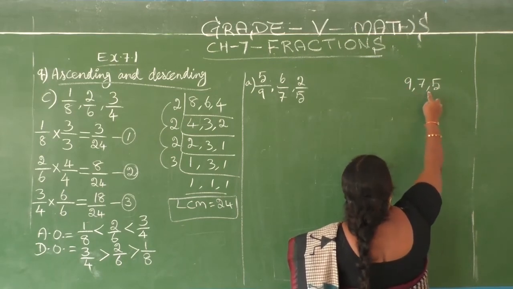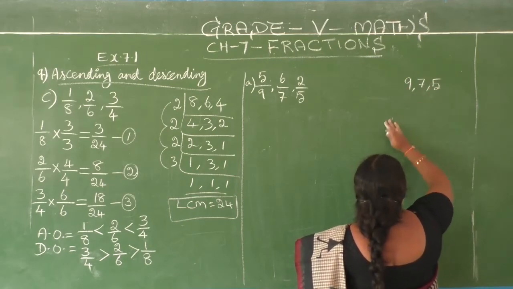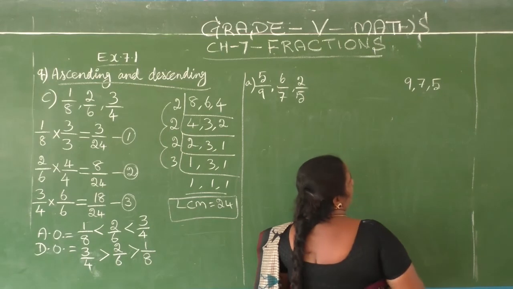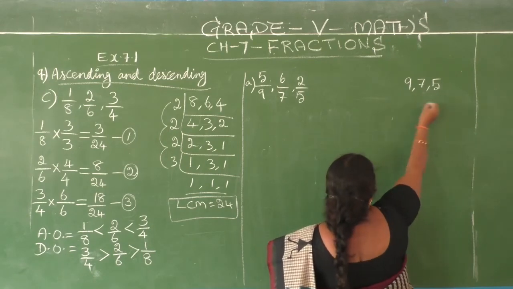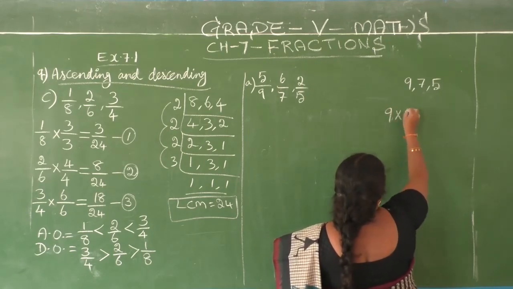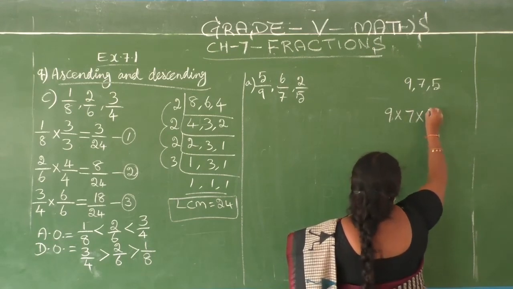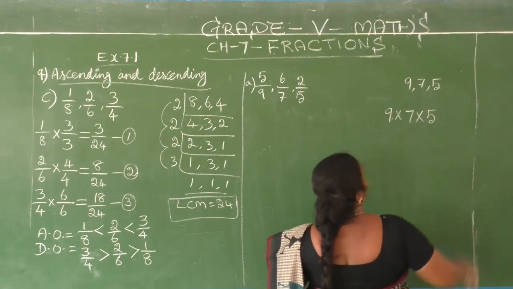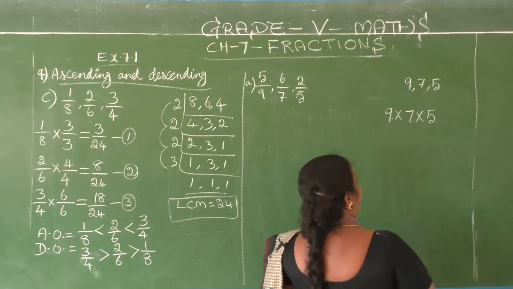So you have to multiply all these numbers, and it is equal to the LCM only. Okay, so I am going to multiply all these numbers. It's a shortcut. Suppose if you take the LCM also, the same answer only will come. If you want, you can take the LCM also.